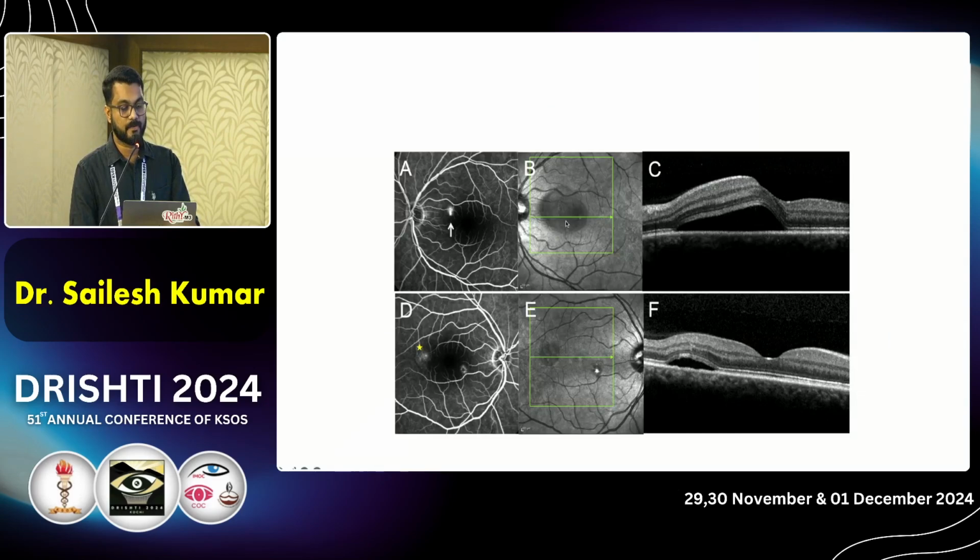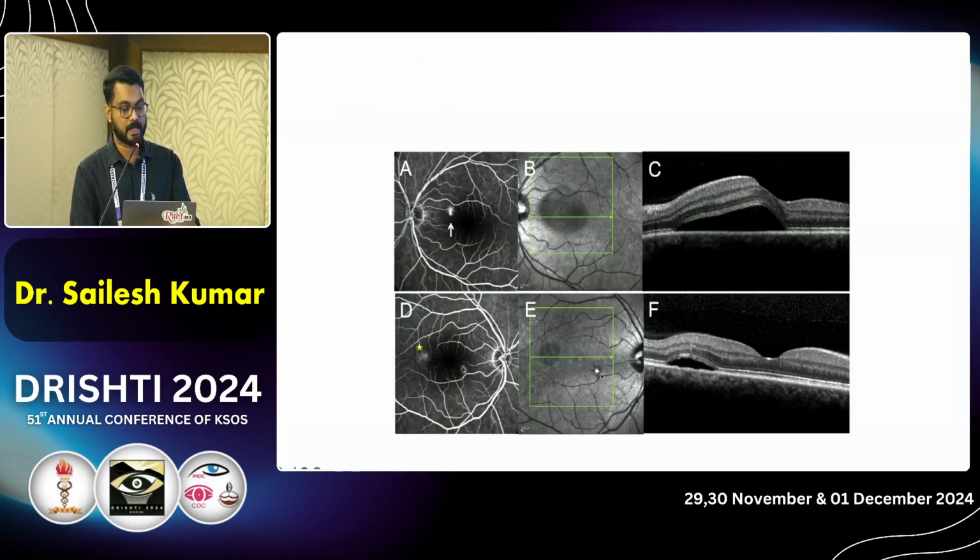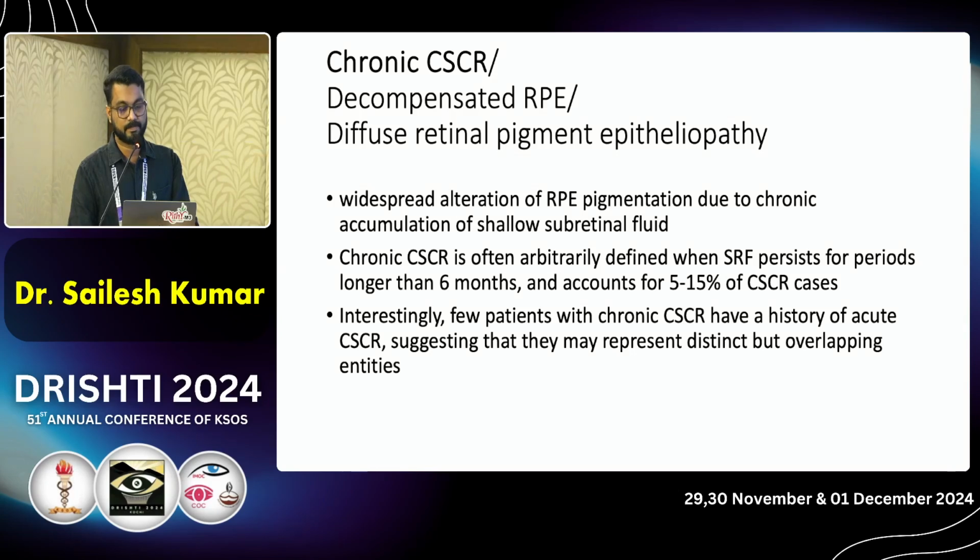fundus fluorescein angiography, and this is the other eye, which was an asymptomatic eye that had a small CSCR which was away from the fovea. Here you can see a small RPE defect showing that there is a history of CSCR in this eye. There is a previous episode of CSCR.